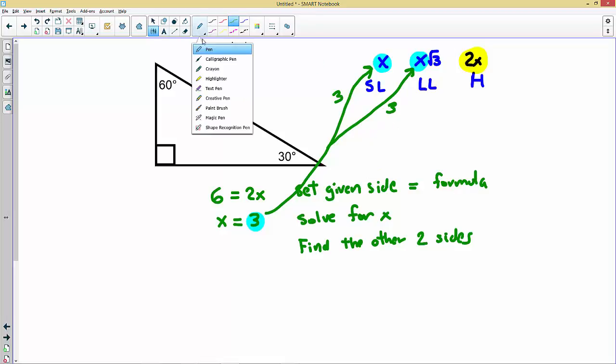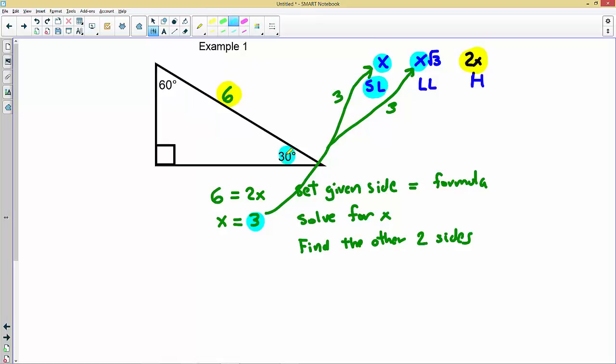Okay? So what is the short leg? Remember what the short leg is. The short leg is the side across from the 30-degree angle. So there's the 30, there's the short leg, right? Okay, so what's the length of the short leg? It's just equal to x. Well, x is 3, so it's equal to 3. See, it's pretty easy. The hypotenuse is always double this leg, and this leg is always half the hypotenuse.